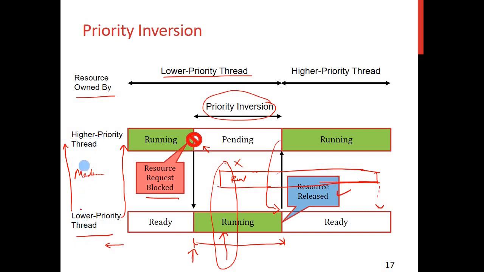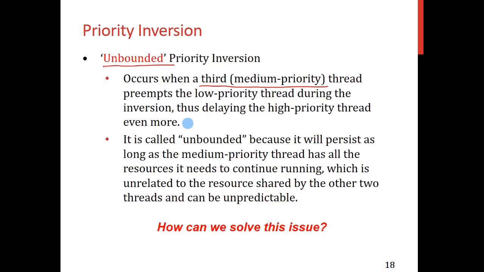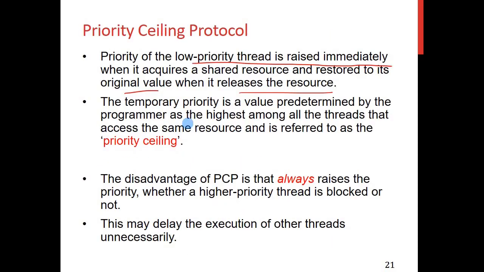Okay, so the moment the low priority thread tries to acquire a resource that is shared with the high priority thread, I will immediately raise it to the same level so that I do not have any situation where the high priority thread would be blocked, because the moment I finish, I will release, and if the high priority thread wants it, it will be able to get it after that. So that is priority ceiling protocol. You raise it immediately the moment a shared resource is acquired. The priority that it is raised to is the highest among all the threads that access the same resource. That is why it's called a priority ceiling.